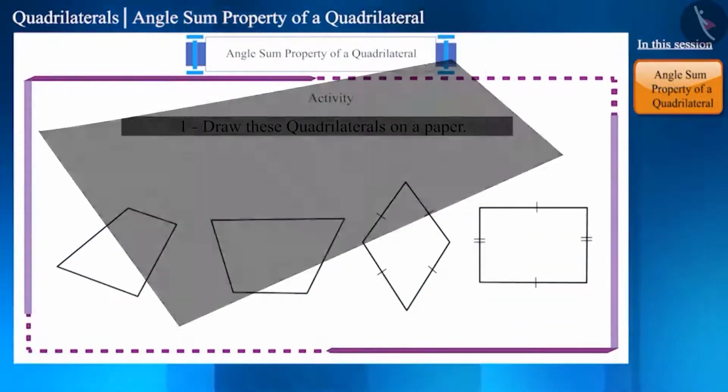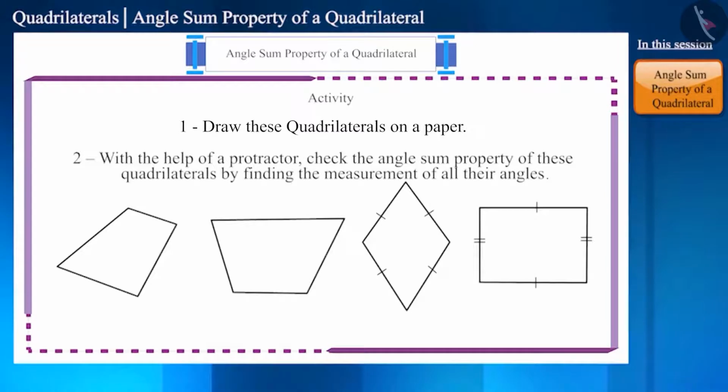Before ending this session, here is an activity. Do this together with your classmates. In the end, you will find that even though these quadrilaterals are different and smaller or bigger in size, the sum of the measurements of their internal angles is 360 degrees.